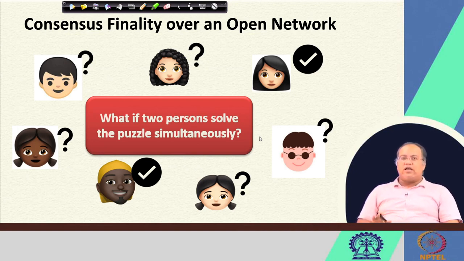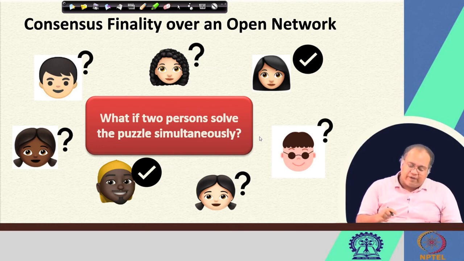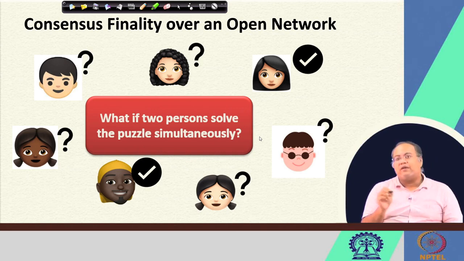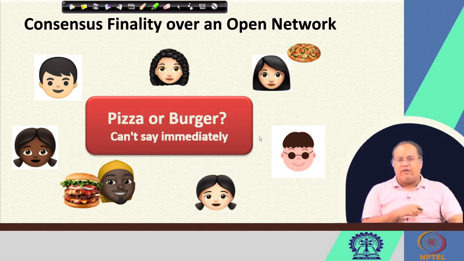So, we are going to consider the person who is solving it first. So, only one person is going to solve it, but we cannot ensure that multiple people will not be able to solve it. It can always happen that multiple people are able to solve it, and if multiple people are able to solve it, we are in a dilemma. Well, whether it is pizza or burger, we cannot say it immediately.